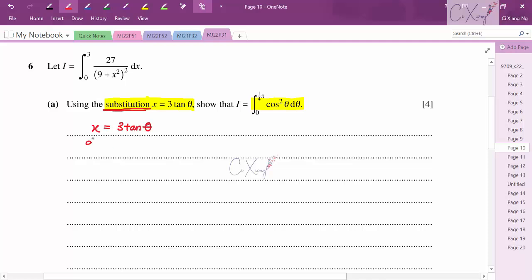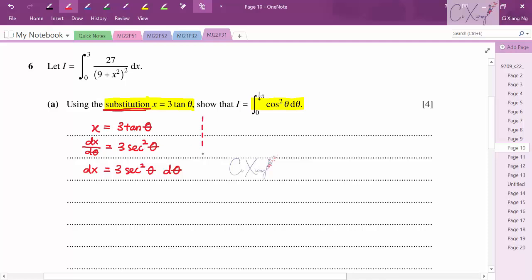Okay, so first step, we try to find the differentiation for x towards theta. So 3 is a constant, I just copy, and then differentiate tangent theta, I'm having secant square theta. Alright, so I can rephrase it again where dx is equals to 3 secant square theta d theta. Okay, so this is the first part that you need to complete.